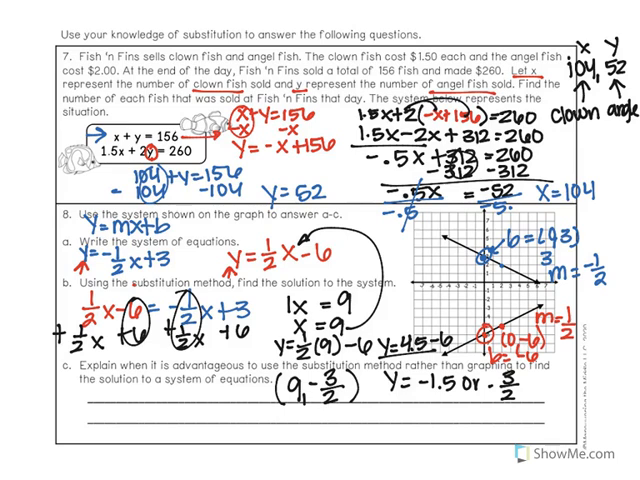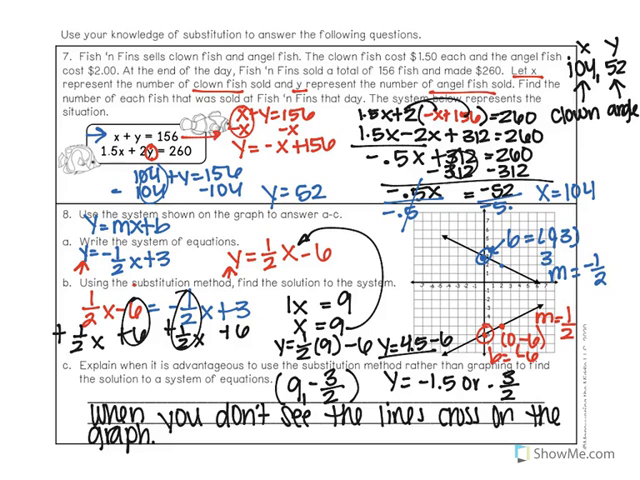So overall, when is there an advantage to use the substitution method? That's going to be when we don't see the lines intersect or when one of the equations is solved for y. So we now have an idea of graphing, and we now have an idea of substitution. And there's one more method to solving, and that's going to be elimination, and that's what we do next. If you have any questions, please let me know.